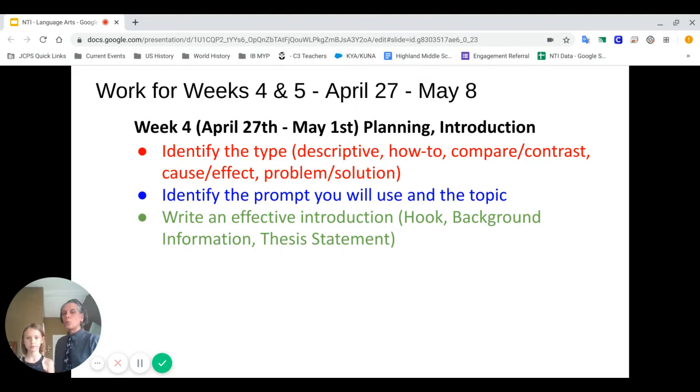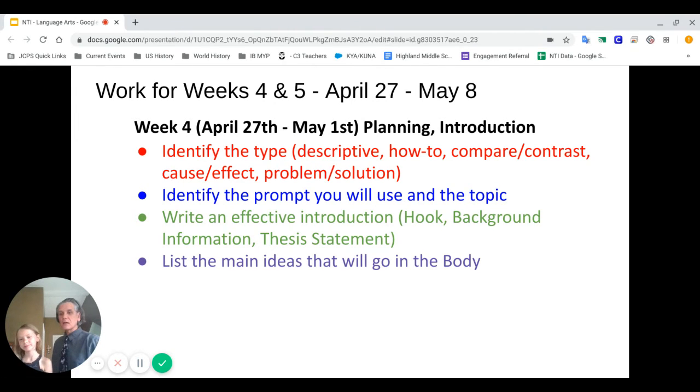All right. So we are going to talk today about a hook and a thesis statement primarily. My friend Ingrid here, daughter, will be reading the examples for us when we get to them. And then we're just going to have a list of the main ideas that go in the body. I'm going to give you an example of a body paragraph, but this week you don't have to write the body, just a bulleted list of the main points that are going to support your thesis statement.